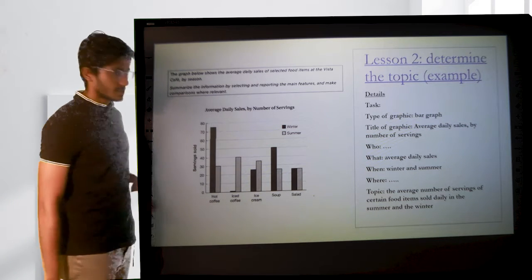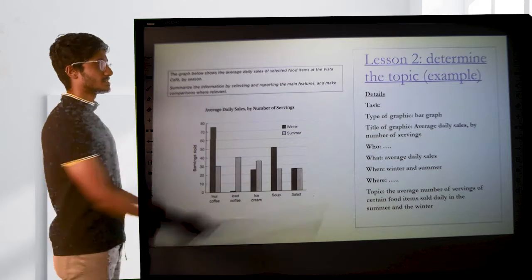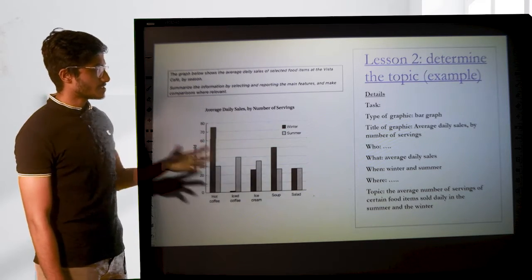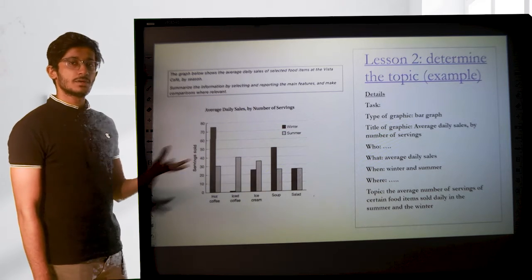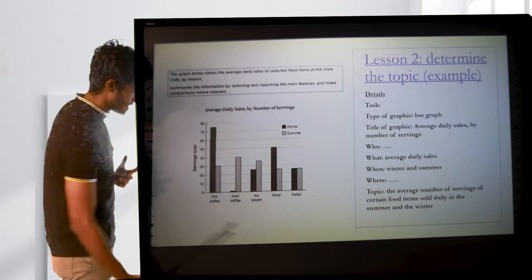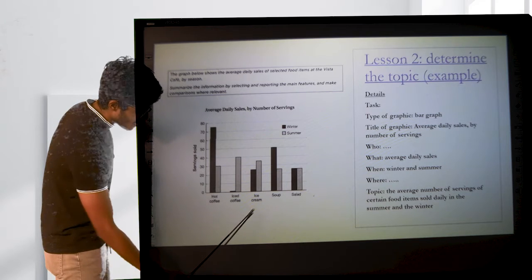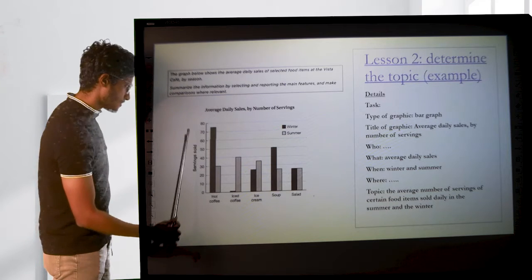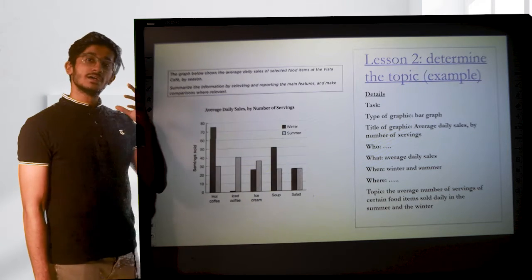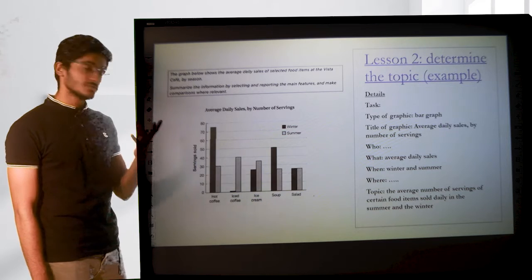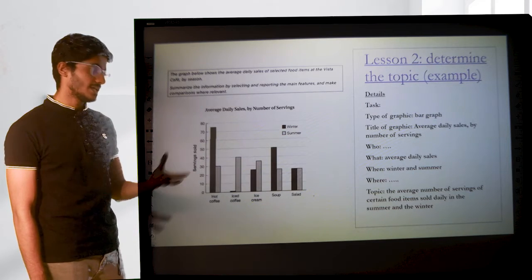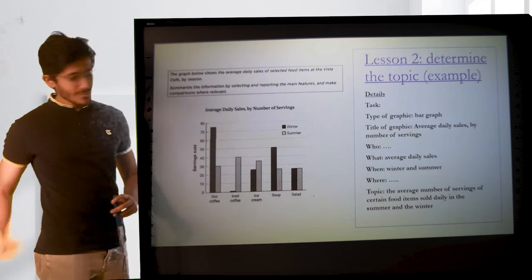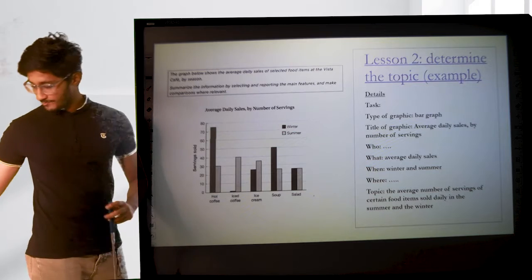And now we have the topic. The topic is basically the summation of everything. So the average number of servings of certain food items. How do we know it's about food items? You look at the axes. See, you have hot coffee, ice cream. What are these? These are food items. And here we have the number of servings being sold. So this is the number of servings of certain food items being sold daily in the summer and the winter, identified by 2 different seasons. That's how you determine the topic.